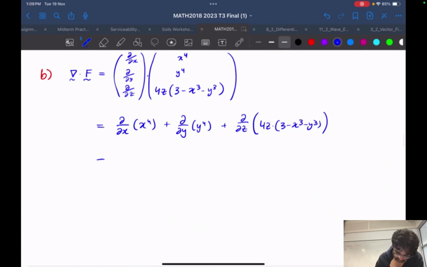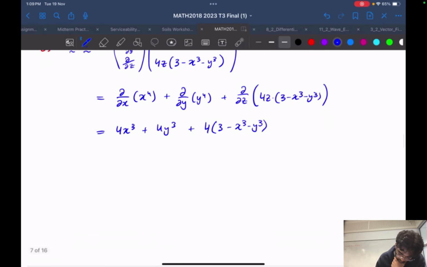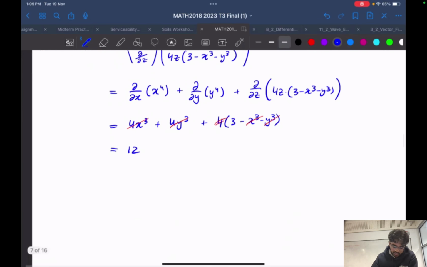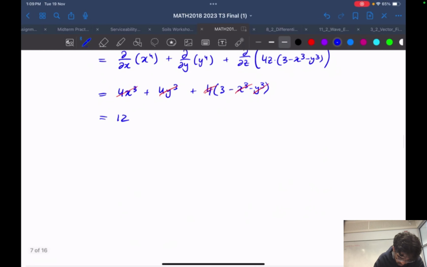Okay, so this is equal to 4x cubed plus 4y cubed plus 4 times (3 minus x cubed minus y cubed), and we're just left with 12. This cancels out with this, and this cancels out with this. We're just left with 12. Okay, time to find the curl. Cross product with f.